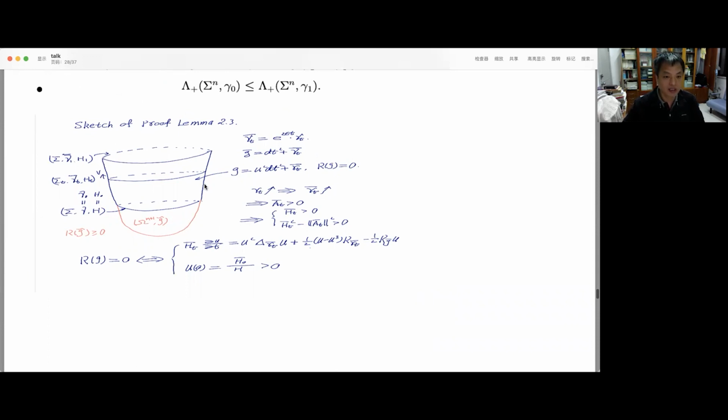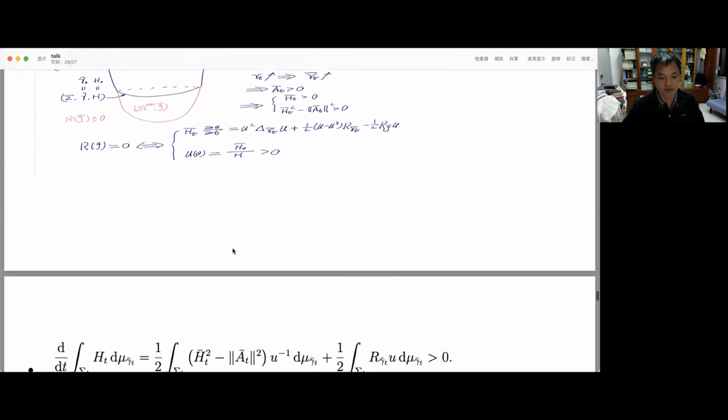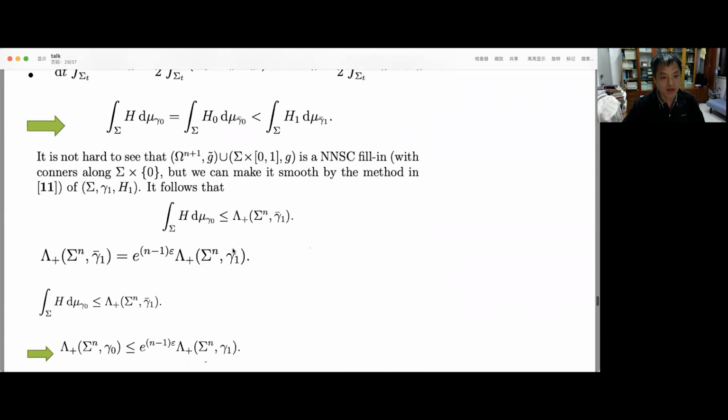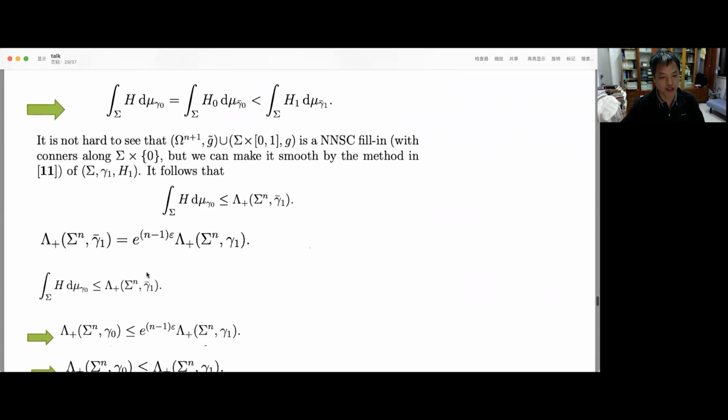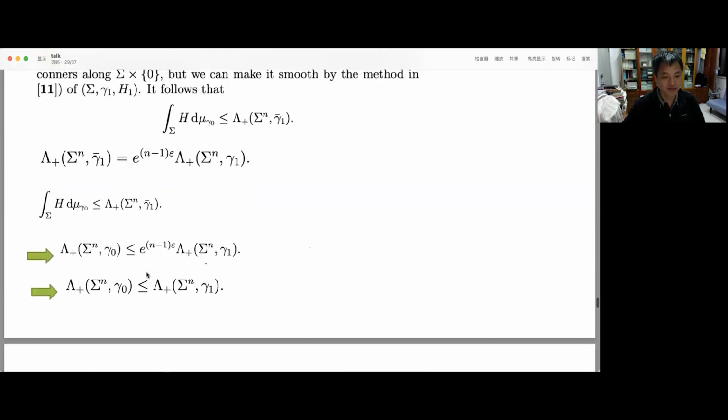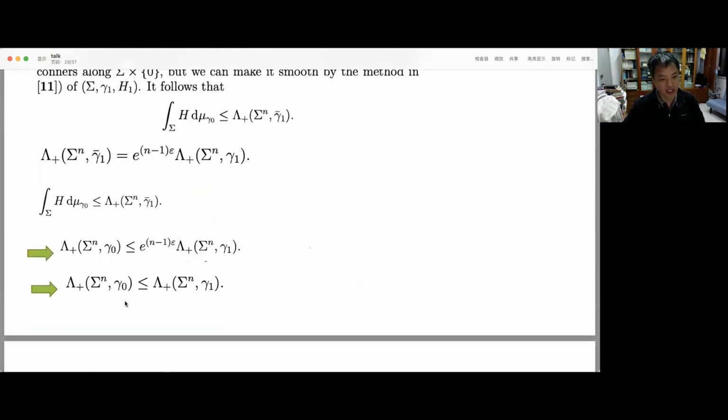Now, the only thing needed to do is to smoothify this metric, which can always be done. And I should not go into details. Okay, so finally we get this one. This is the monotonicity lemma.